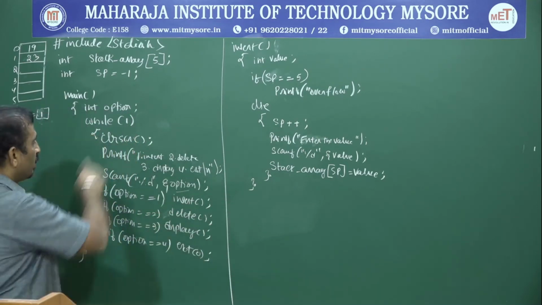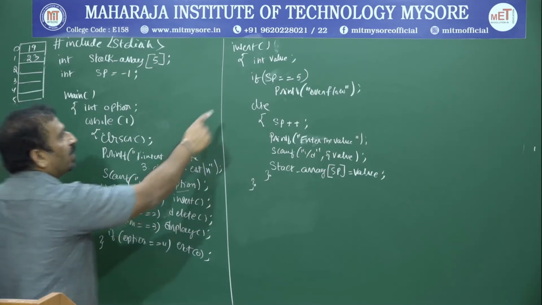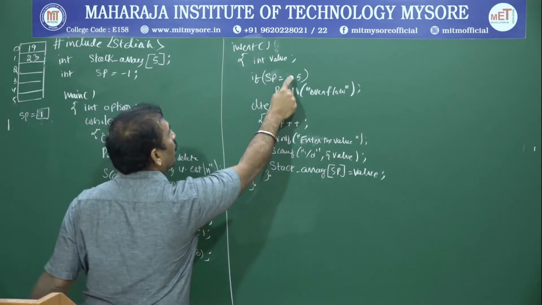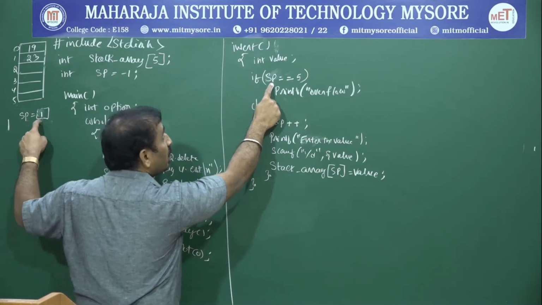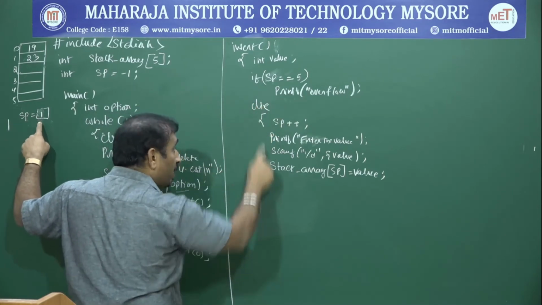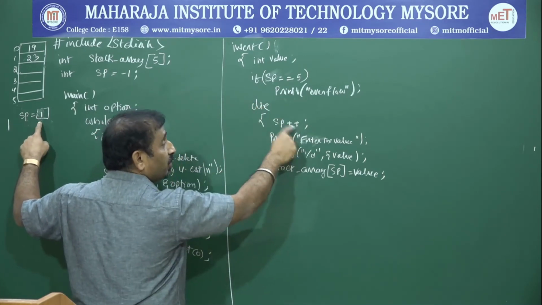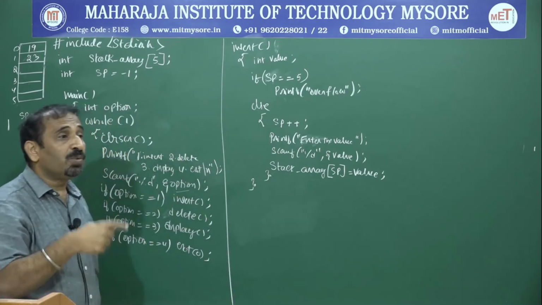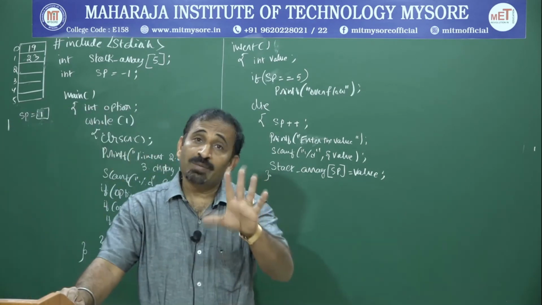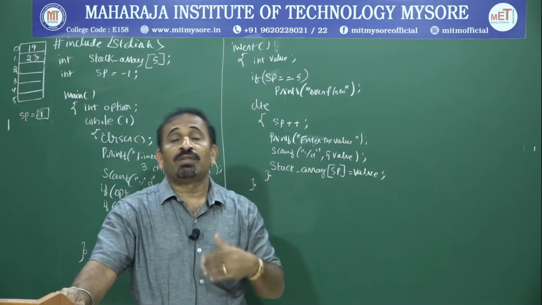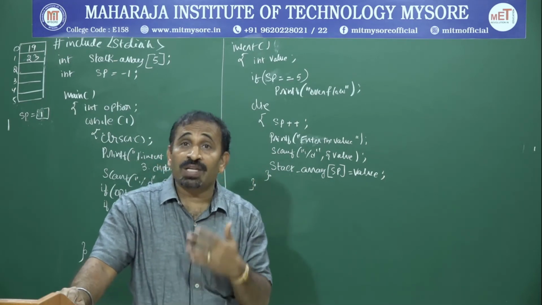Again the while statement. So like this, you are pressing 1. You are coming here. Is SP equals 5? No, because SP equals 1. Else, I am operating SP plus plus. So you are inserting. Like this, you can keep doing insertion of elements 5 times successively without any kind of deletion.